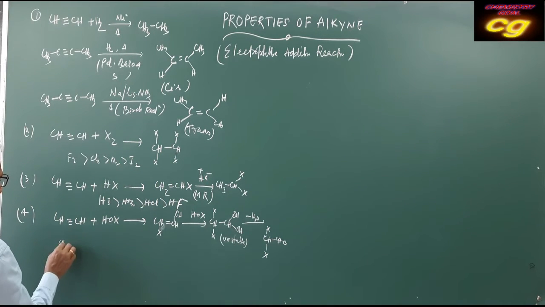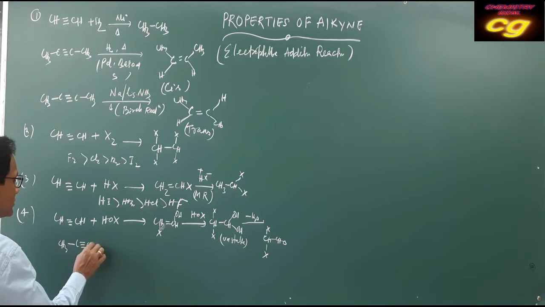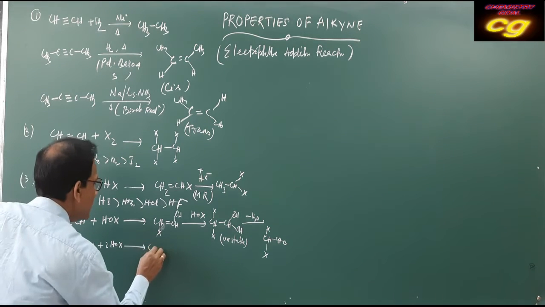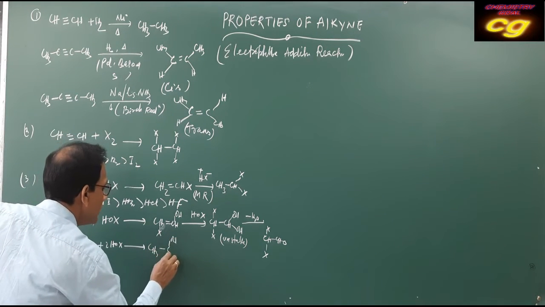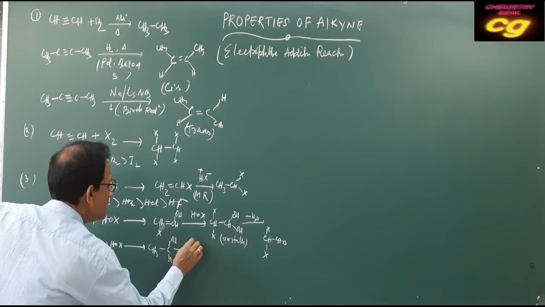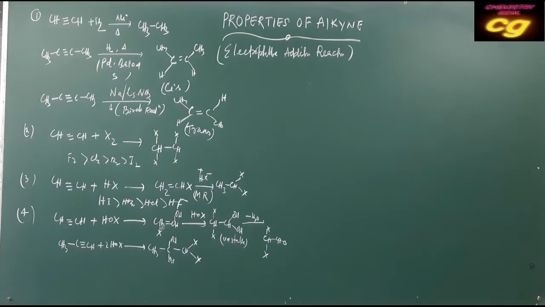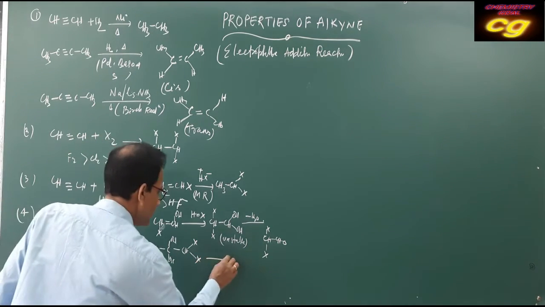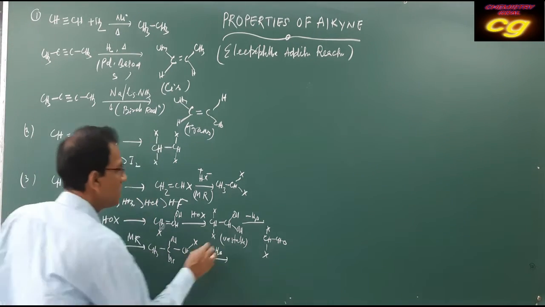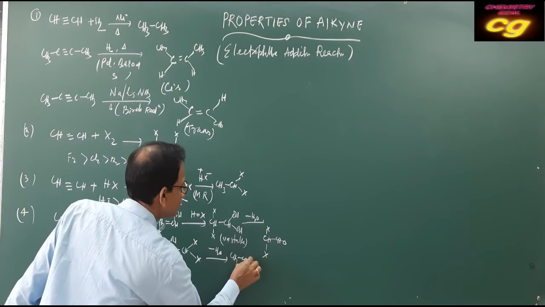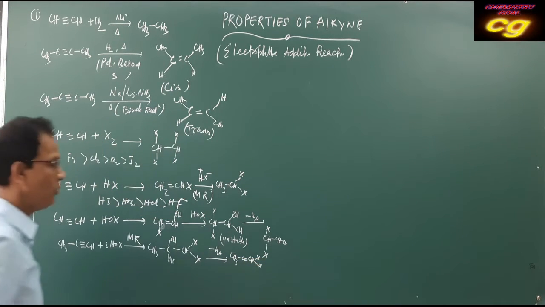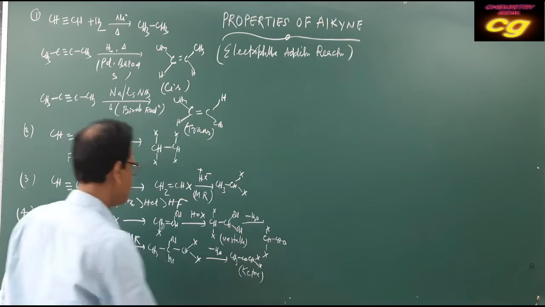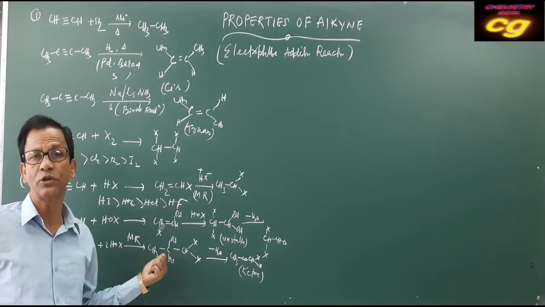If it is unsymmetrical, let it be a triple bond between carbons. Similarly, with two molecules of HOX, the result will be CH3, C with OH and OH, then CHX and X. So this follows the Markovnikov rule. Following the Markovnikov rule, the loss of a water molecule from this produces a ketone. So the product is a ketone derivative. The product obtained depends upon the structure of the alkyne.